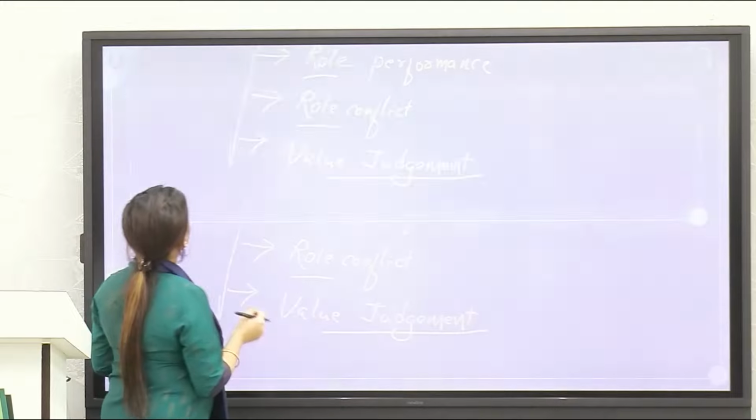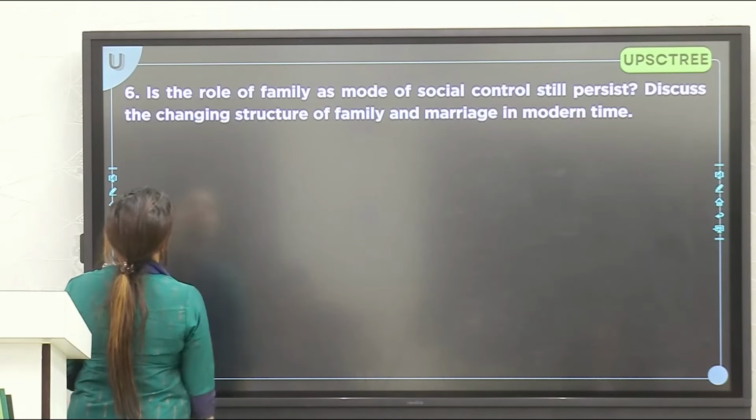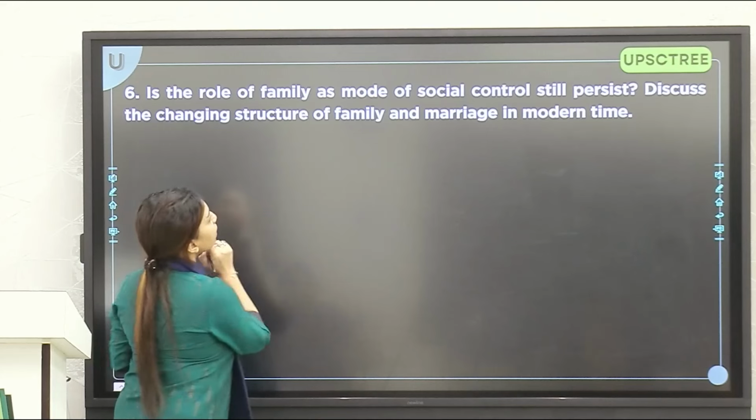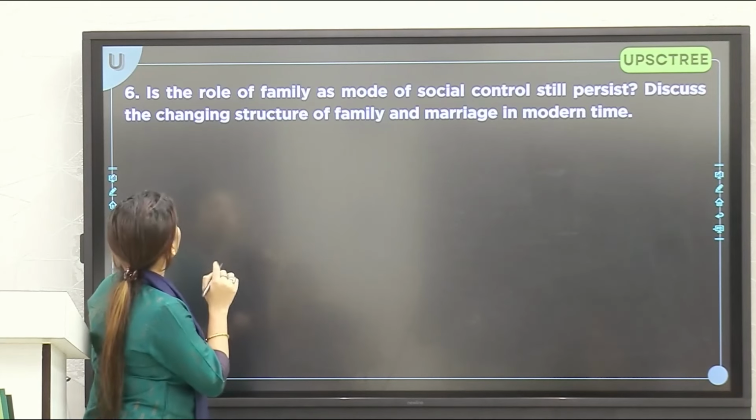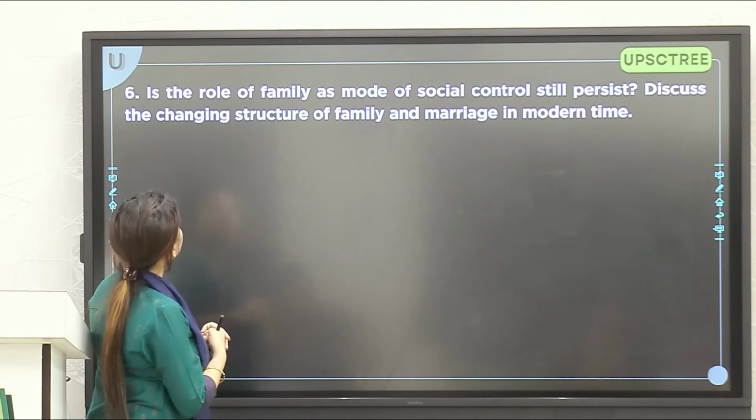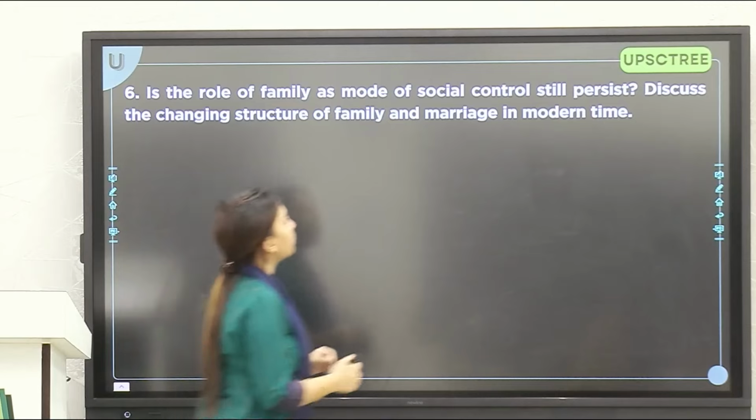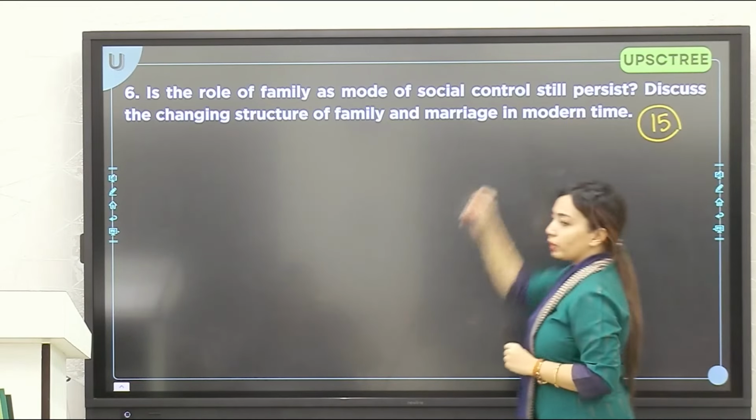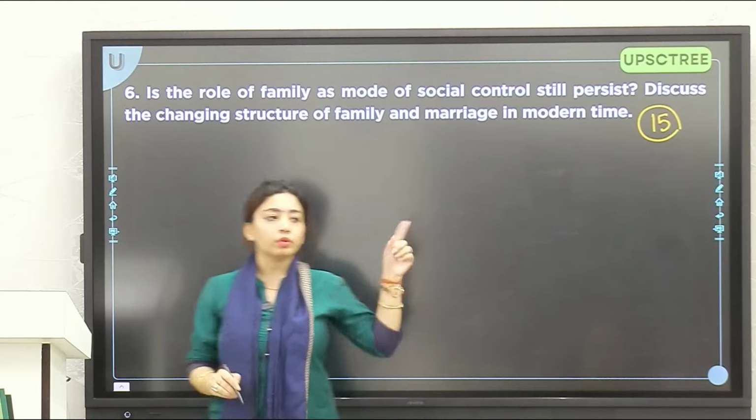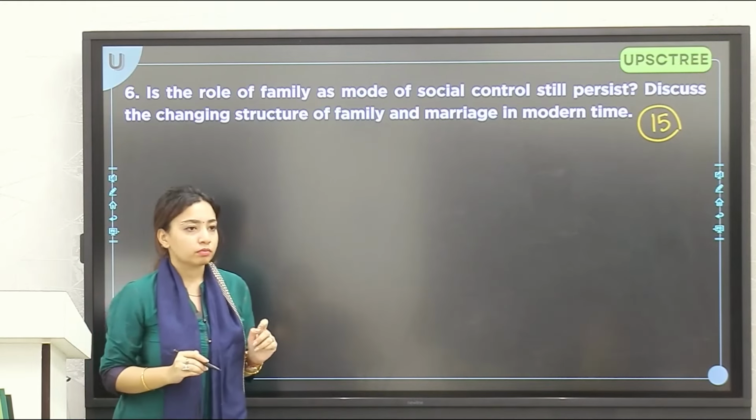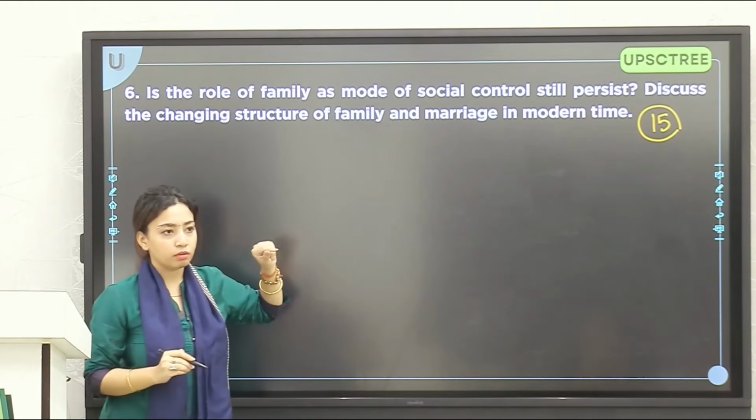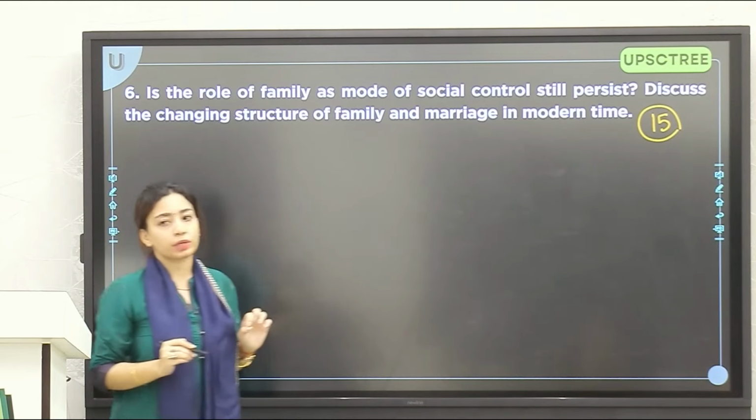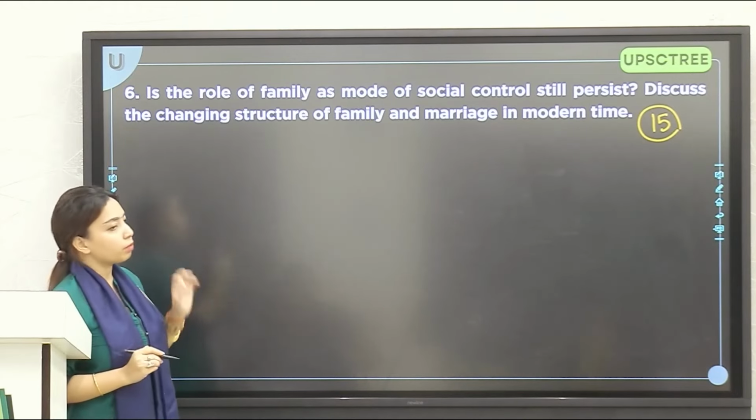The next one. Okay. The role of family as mode of social control still persists. Okay, that's the question. Then discuss the changing structure of family and marriage in modern time. So basically, it is a 15 marker question. Alright, so how will you divide this two? Is it a continuation? No, it is divided into two parts. Tell me the key words in this question. What are the key words?